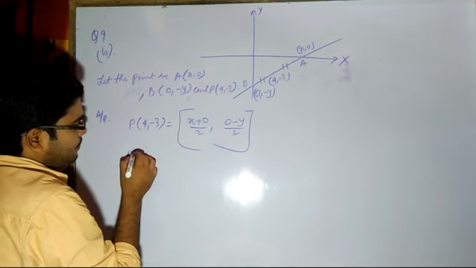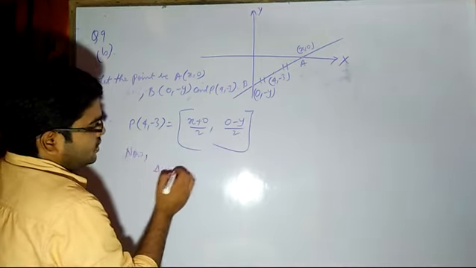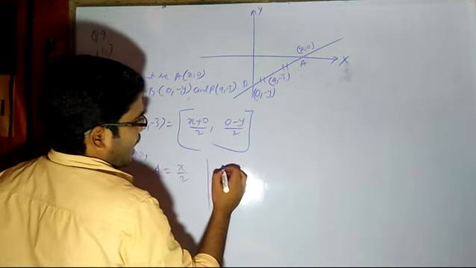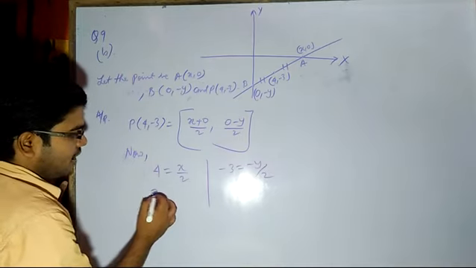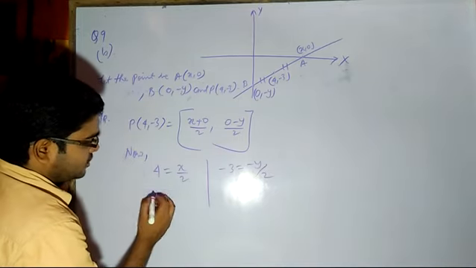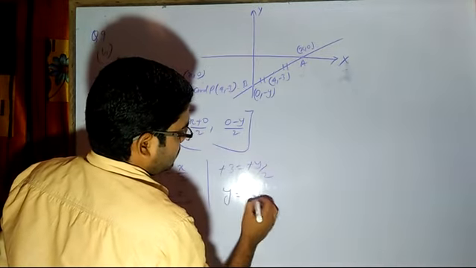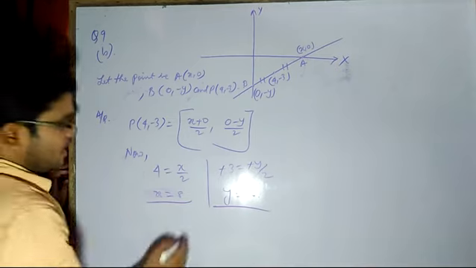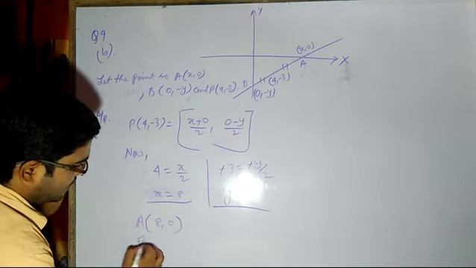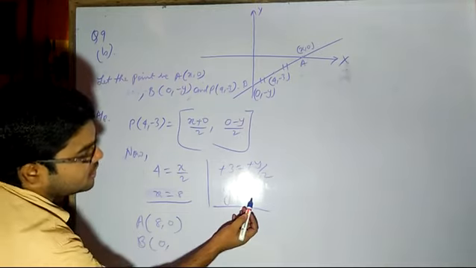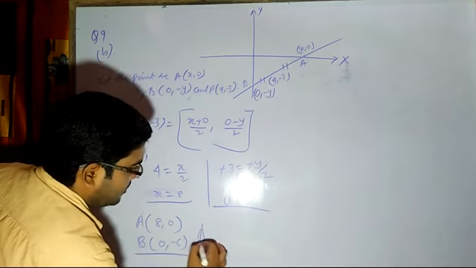So then you can write 4 is equal to x by 2 and minus 3 is equal to minus y by 2. So x is equal to 8 and y is equal to 6. So you got the value as A is equal to 8, 0 and B is equal to 0, 6. It was minus y, that means minus of 6. So this will be your answer.